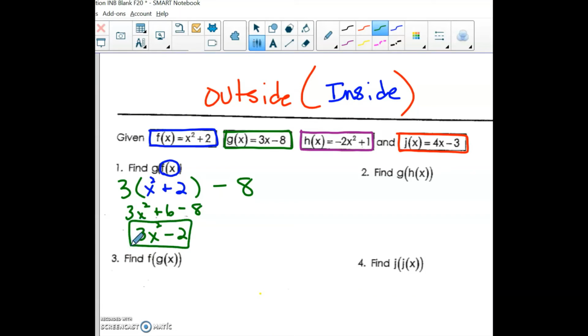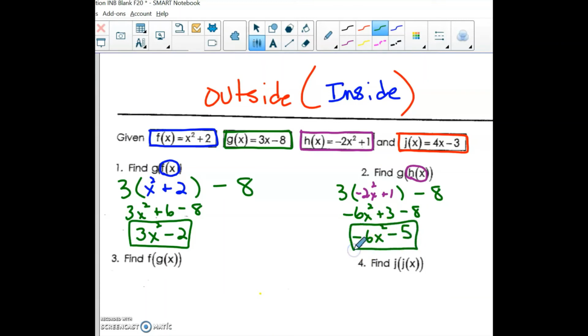On the number 2 problem, H is on the inside and G is on the outside. So we're going to use the G function again, 3 parentheses, minus 8. This time, we're using the H function to put on the inside. It's negative 2x squared plus 1. Again, we apply the 3. We multiply, negative 6x squared plus 3. Bring the negative 8 into the problem. Negative 6x squared minus 5 is our final version.